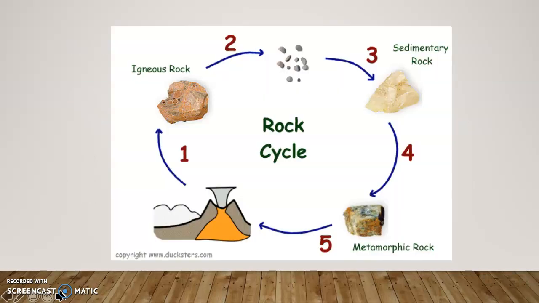And here's a picture of that. So you can see the magma coming up below the 1, and then it turns into igneous rock, and then it goes into little pieces for 2, and then 3 turns into sedimentary rock, and then 4 turns into the metamorphic rock, and that starts the cycle all over again. And that's all I have.